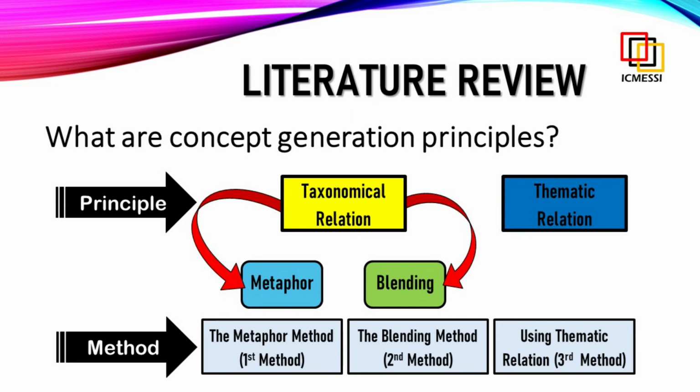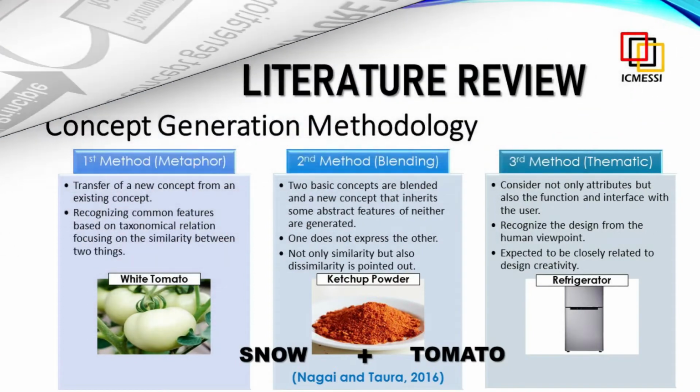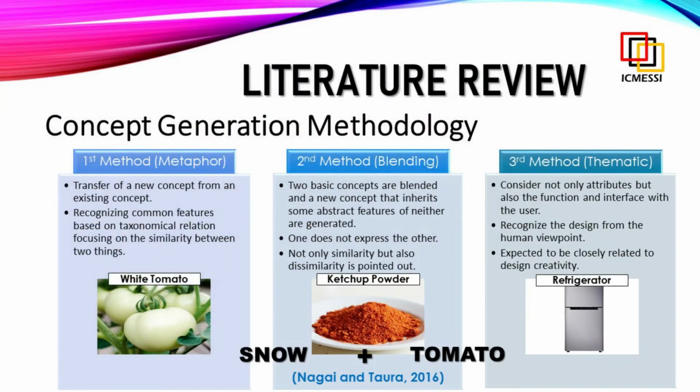Taxonomical relation relates to concept abstraction and concept blending, while thematic relation relates to concept integration. This example will explain more to be understood. Basically, the metaphor method focuses on the similarity between two things, and the blending method focuses not only on similarity but also on dissimilarity, while the thematic method considers not only attributes but also the function and interface with the user.